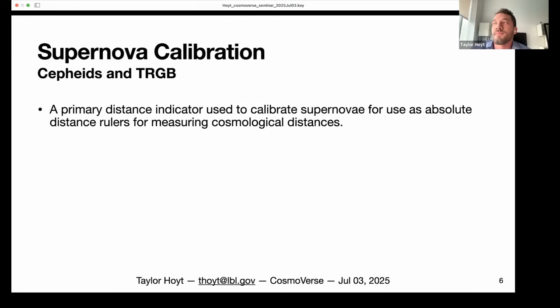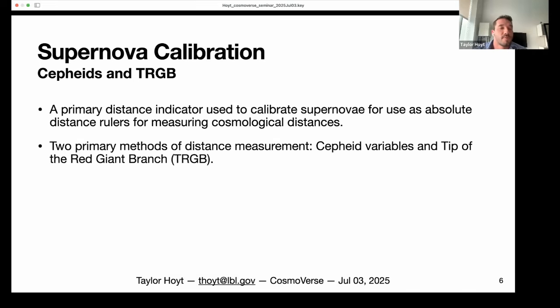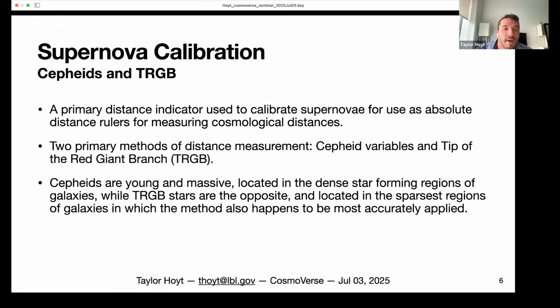So the part that I'll focus on here, and generally the focus of most of my work to date, is the second rung, the calibration of supernovae. So both the primary distances coming from the left side of rung 2, and more recently the supernova measurements on the right side of rung 2. As I mentioned, primary distance indicator calibrates the supernovae so we can use them as distance indicators out at cosmological distances. 2 main methods, Cepheids and tip of the red giant branch.